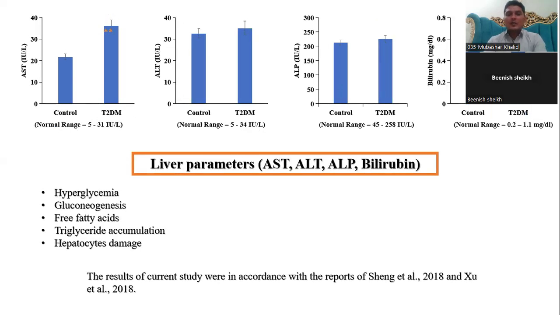The next parameter is liver parameters. In the current study, the levels of AST, ALT, ALP, and bilirubin were elevated above the normal range. AST, ALT, and ALP are liver enzymes, and their increased level in plasma is the main biological marker of hepatocyte damage. Insulin resistance, free fatty acids, and triglycerides accumulation are the main contributors of plasma membrane damage of the hepatocytes, which results in the release of these enzymes into the blood.